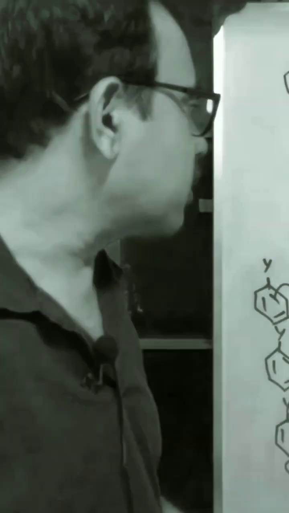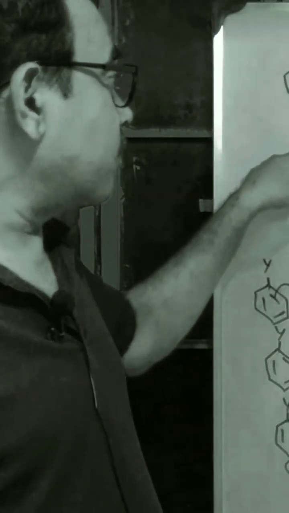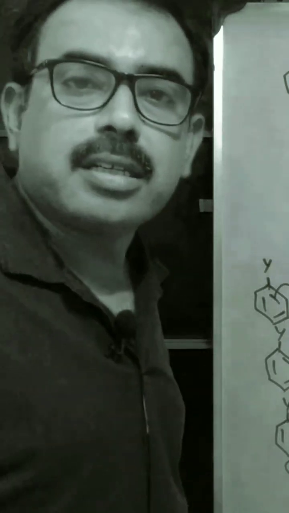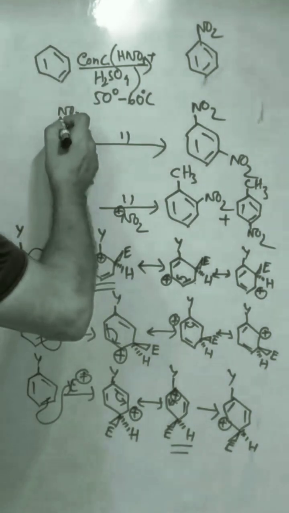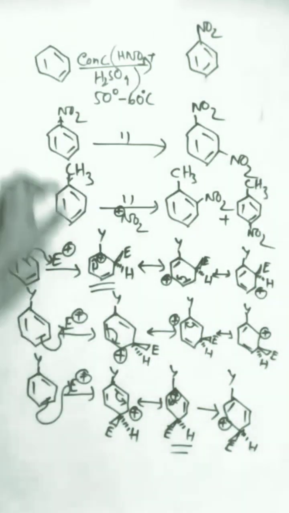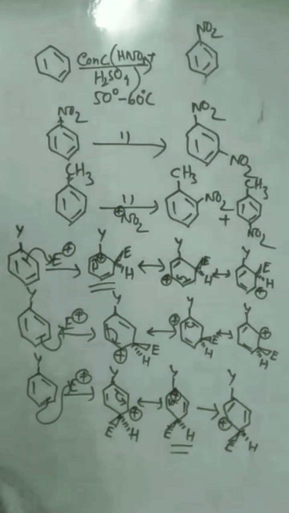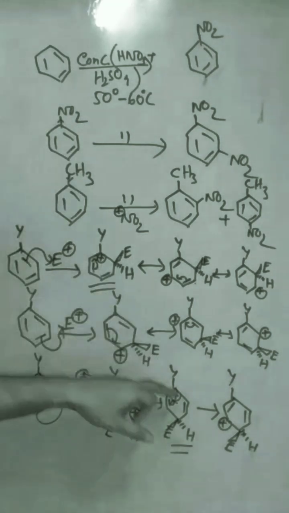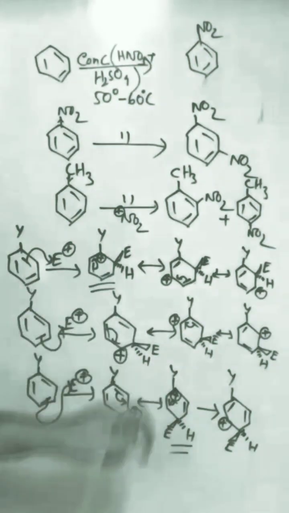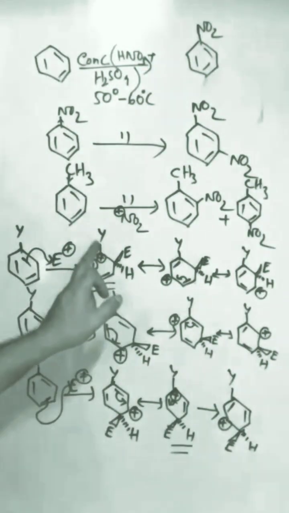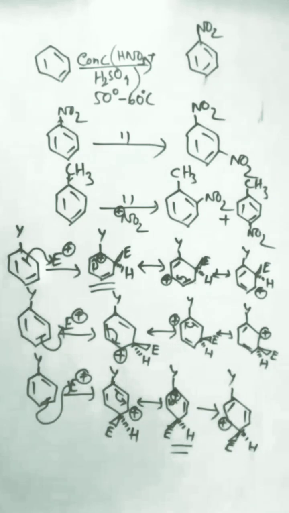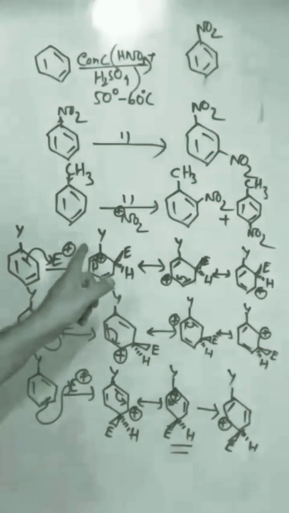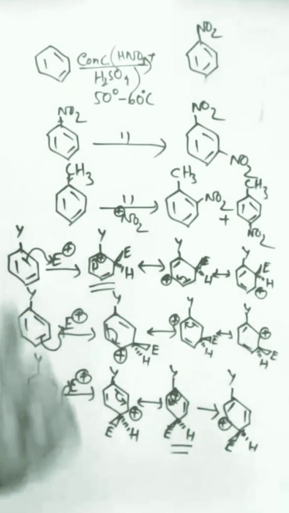Okay, now what happens if the group which is already present has a minus I inductive effect, like NO2? You know, the NO2 group has a minus I inductive effect, that is, a bond pair electron pulling effect. If it withdraws the bond pair electrons towards itself, it makes this carbon electron deficient. So where the carbon is carrying a positive charge and Y has a minus I inductive effect, it will destabilize these two resonating structures by withdrawing some negative charge from a carbon which is already electron deficient. Okay, so that will make these two resonating structures very much unstable.